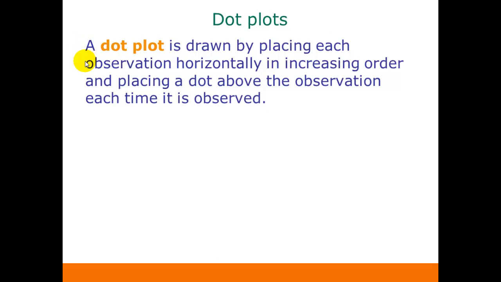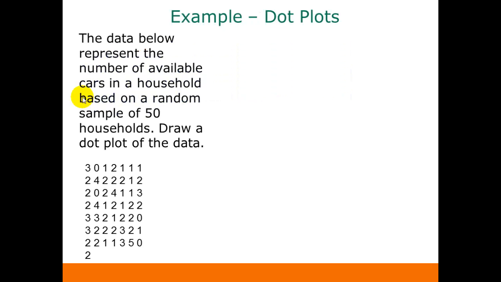A dot plot has each observation on the horizontal axis in increasing order, and we just place a dot above the observation for each time it's observed. Here's an example of a dot plot. We're back to our data about the number of cars in a household.